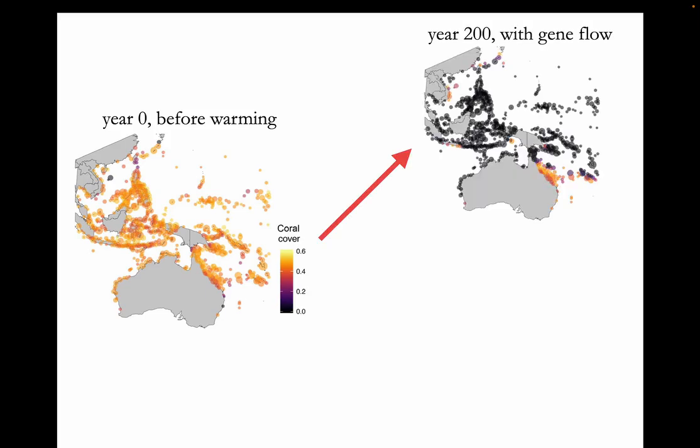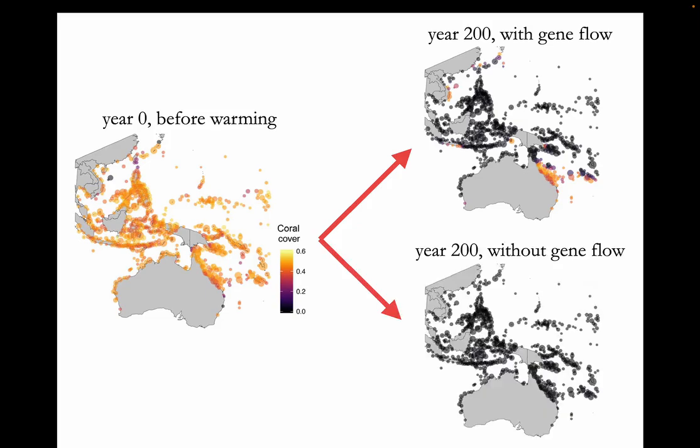Then warming kicks in. At the top right is year 200, with gene flow between the reefs turned on due to those oceanic currents. The reefs in black have died. They have 0 coral cover. But some reefs are still alive, and a handful are actually reasonably healthy.